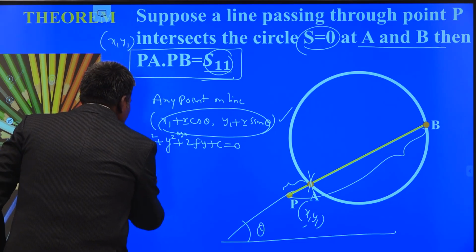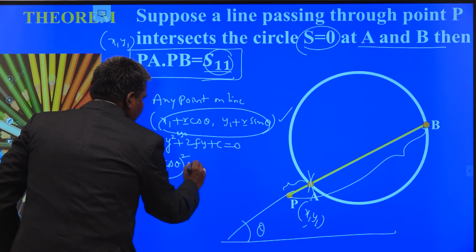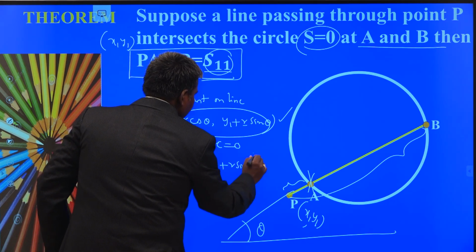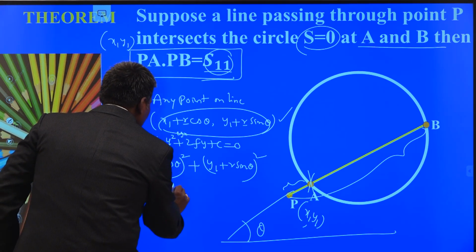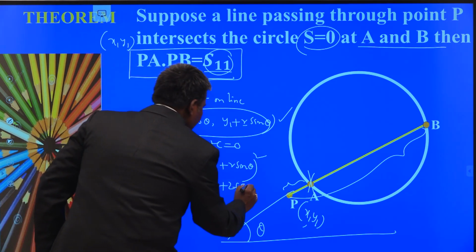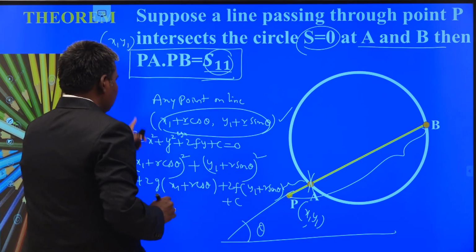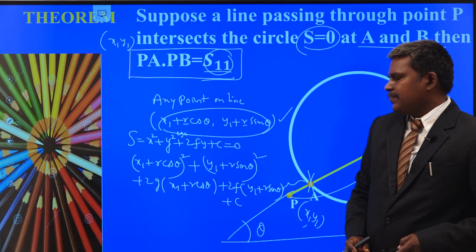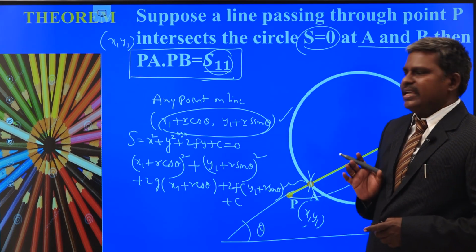What we obtain? See here: x1 plus r cos theta whole squared plus y1 plus r sin theta whole squared plus 2g times x, which is x1 plus r cos theta, plus 2f times y1 plus r sin theta, plus c. Am I correct or not? This is the substitution of the point in S equals 0. Observe, my dear students, which one is constant and which one is varying here.